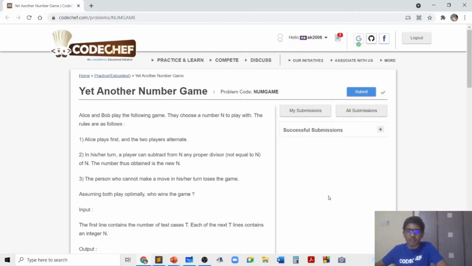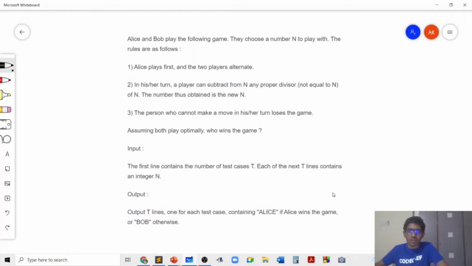So in this problem, we are basically given two players, Alice and Bob, who play a number game. Initially, they choose a number n to play the game with, and the rules for the game are as follows. Alice plays first and then the two players alternate.